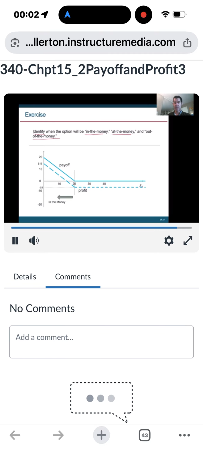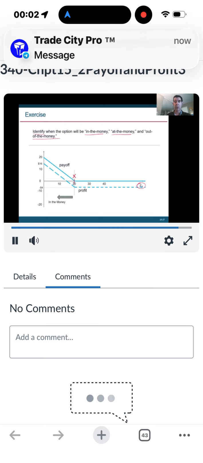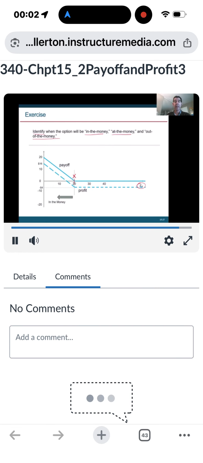Okay, so the answer, the option would be in the money if what? Remember, 20 is the strike. As long as the stock price ends up below the strike, this option will be in the money. Okay, so let's remember, why is that? In the money was what? When I exercise it, it has exercise value, or its payoff has positive value. So that would be anywhere below 20, because I'm looking at the payoff diagram.